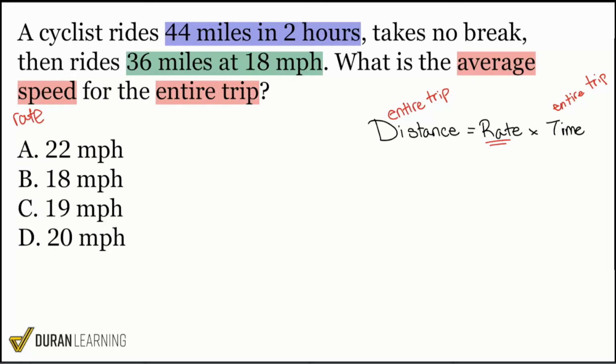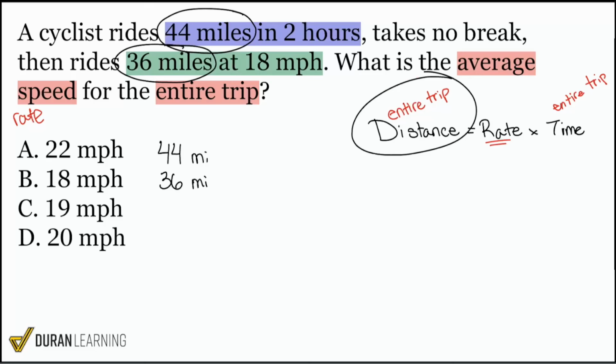If you're leaning towards distance, that's right. Distance is the easier one to find right now. How do I know this? Check it out. We have 44 miles for the first part of the trip, 36 miles for the second part of the trip. So if we want the entire distance, everybody, we're just adding 44 miles and 36 miles. That's how we're going to get the entire trip's distance. So let's add that together here.